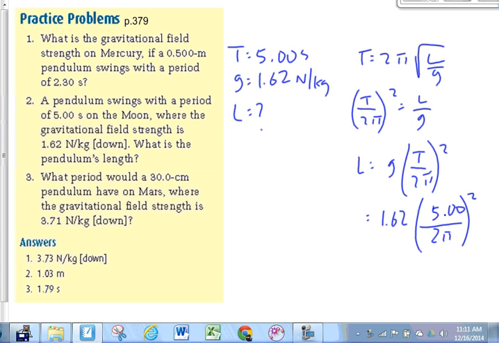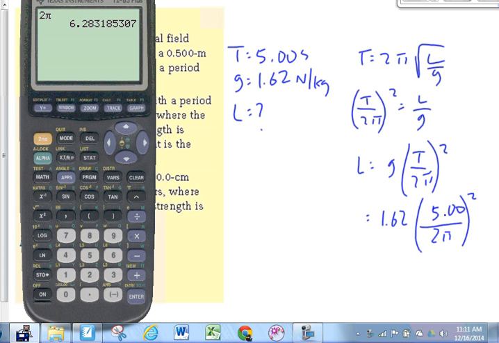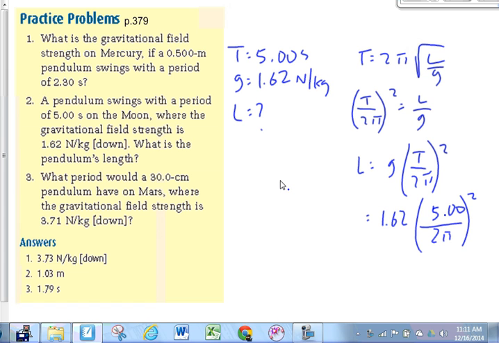Okay, so for this one, let's get 2 pi first. Let's say 5 over that. Let's square that, and let's multiply it by 1.62. 1.03. I believe in your swinging ship assignment for your West Ed project, that's the first question, isn't it?